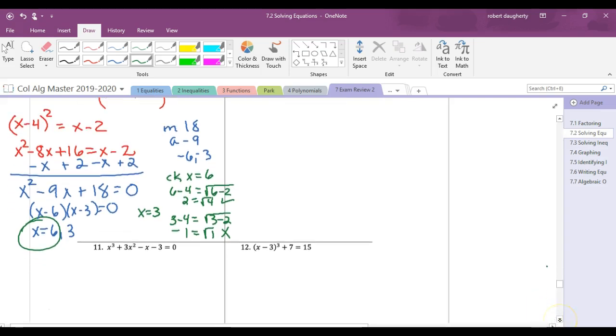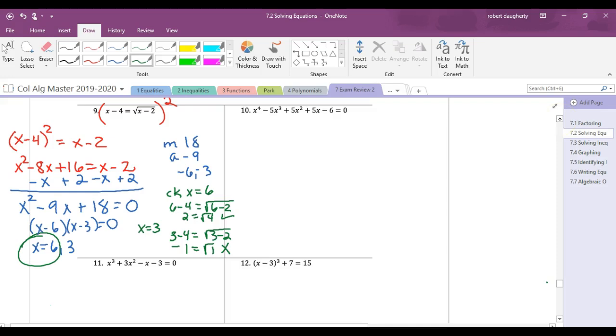Okay, solving the equation you see right here. X to the 4th minus 5x cubed plus 5x squared plus 5x minus 6 equals 0. 1, 2, 3, 4, 5 terms. There's no factoring method for this. This is the polynomials and synthetic division. So I've got to find a rational root to get this thing to solve.